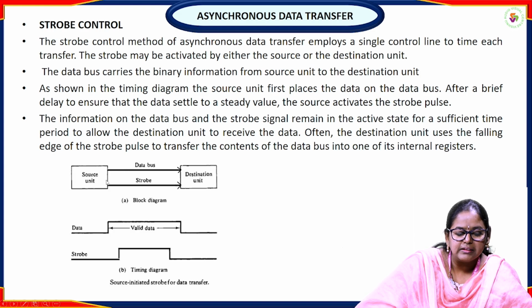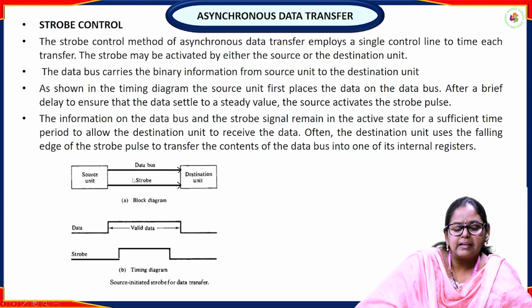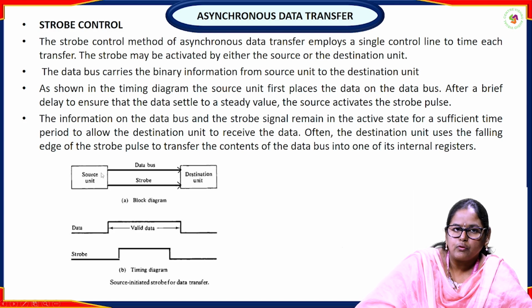And after that, both the source and the destination will remain in the high state for some time, so that the destination unit accepts the data. Then the source unit will disable the strobe pulse, and then it will invalidate the data which is placed over the data bus. So here we can specify it mainly in 4 steps.